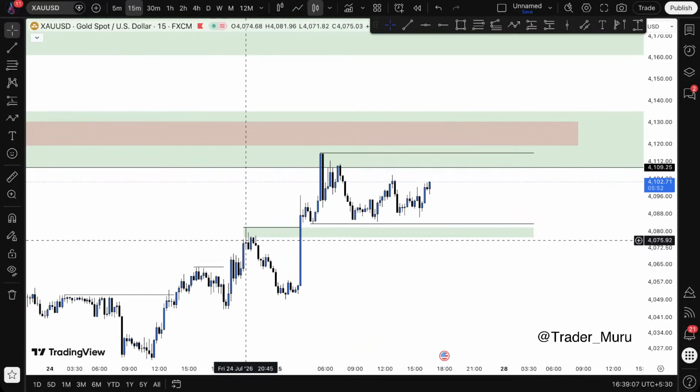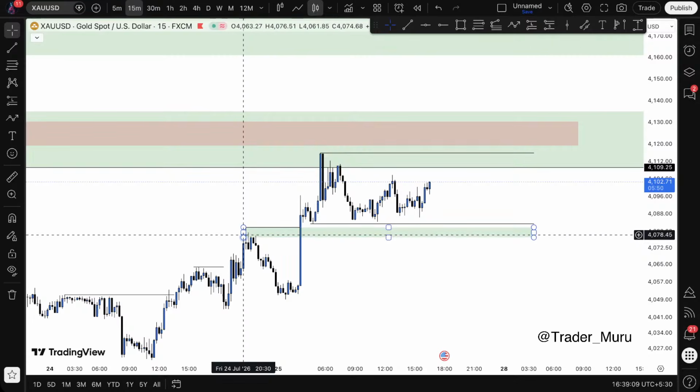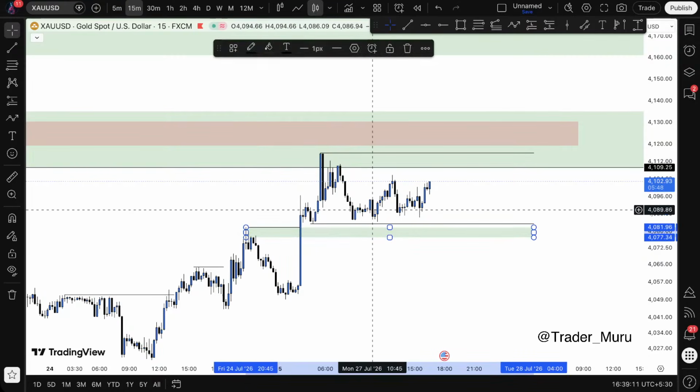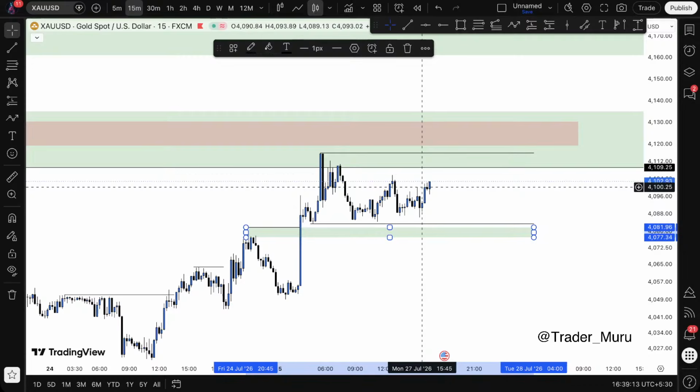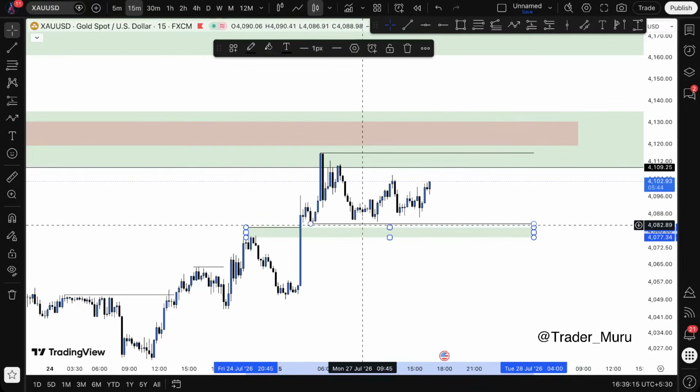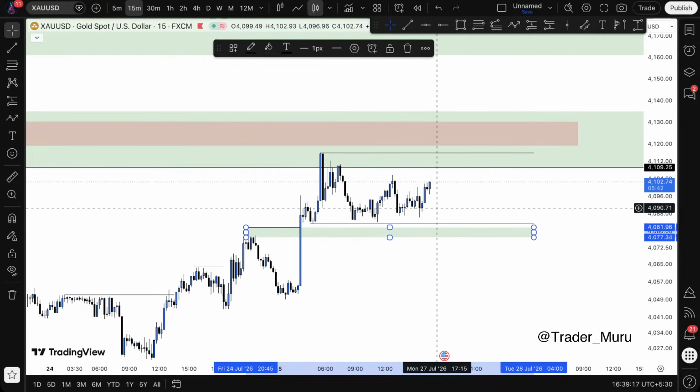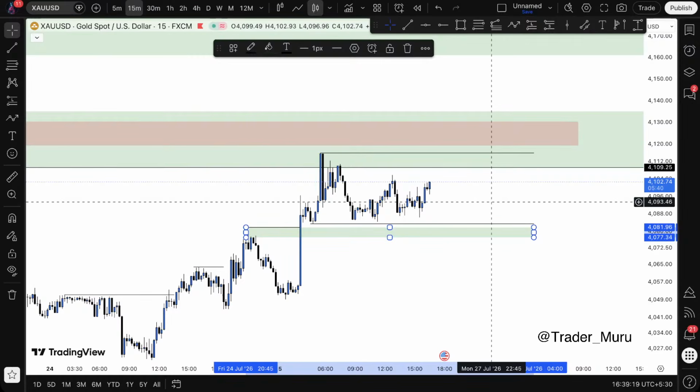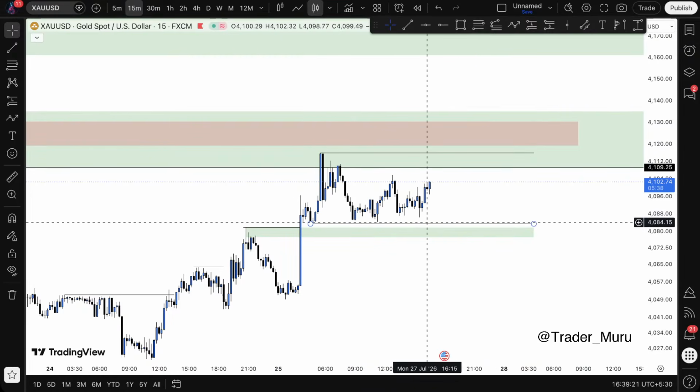So if you guys are watching for a new trade, watch this green zone. Price will range here for some time, sweep these equal lows, test this green area, and it can pump again. This is a liquidity area.